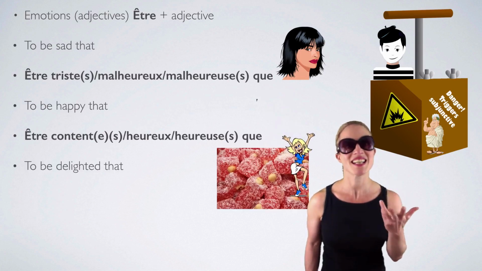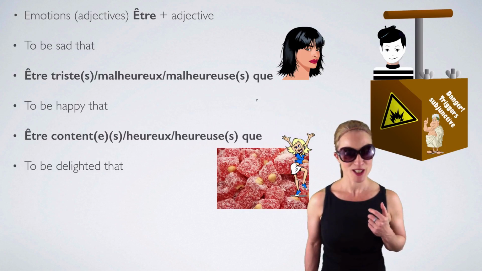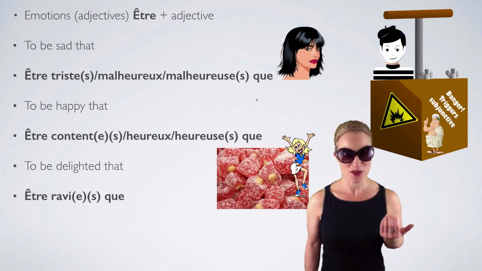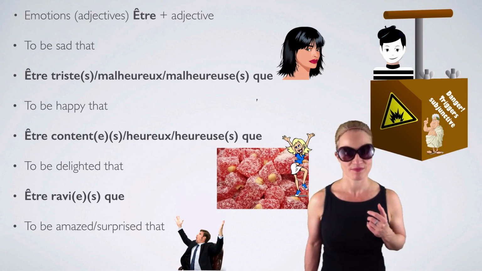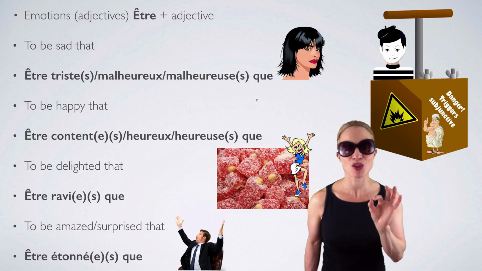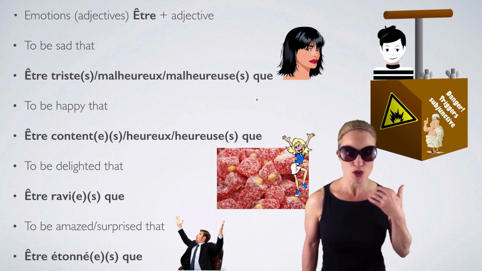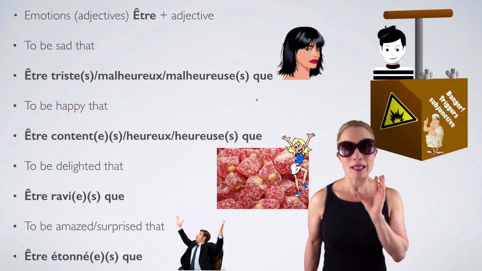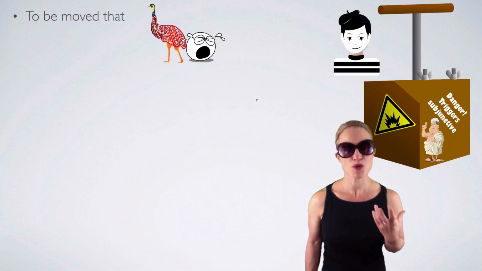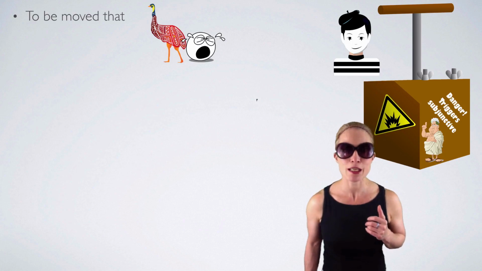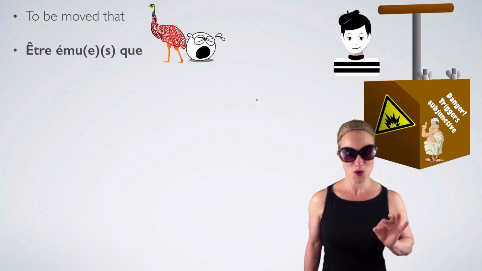To be delighted that. We've got our Turkish delight. Être ravi que. To be amazed, surprised that: être étonné que. You can use surpris or surprise que, but étonné is used a lot in spoken French. To be moved that. We have our Australian big bird there. Very emotional. Emu. Être ému que.